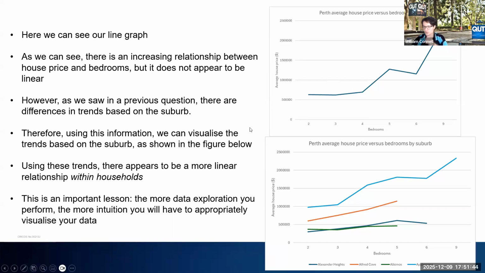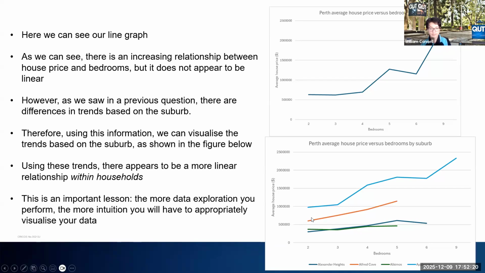But as we saw with the previous question, analyzing our outcome here in terms of suburb was able to give us more information about what was going on. So we could use that here to see what this relationship is. That's what we do in this second visualization. We still visualize across the number of bedrooms. We still have a line graph, but this time we're calculating the average price for each of our suburbs.